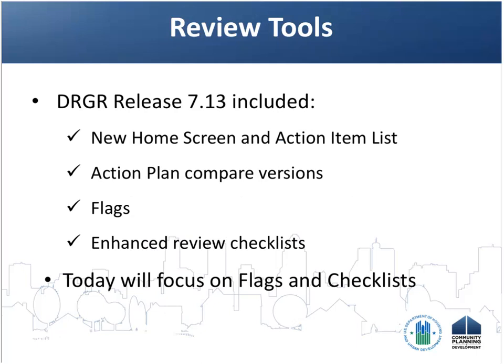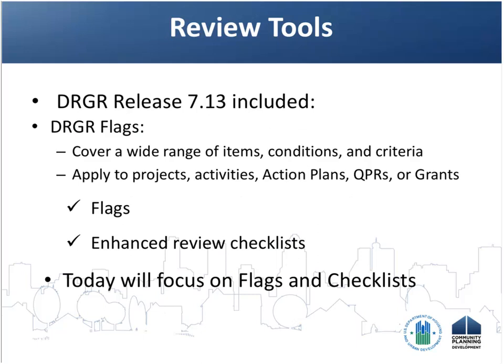The DRGR release included four primary components that make up the entire review tools. It's the new home screen and the action items list, or kind of like a to-do list, an action plan compare versions feature, which allows you to compare your current action plan to the previous action plan and it identifies the changes between the two. And then, of course, flags and enhanced review checklists, which we're going to talk about today. There's a bunch of resources online in a general webinar that we did this summer about Release 713 if you're interested in the other two components of the review tools, the home screen and the compare changes.